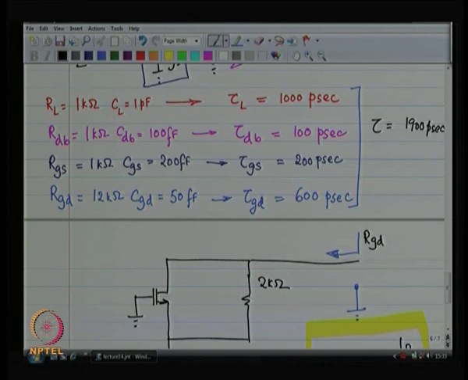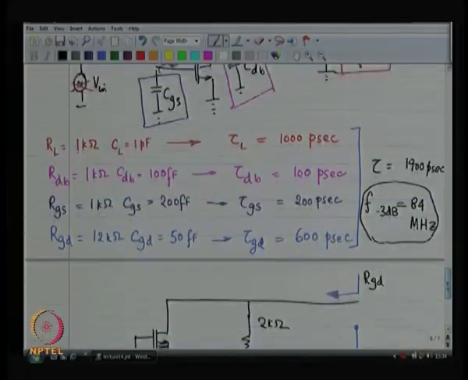which basically tells me that my 3 dB frequency, the bandwidth, is 1 by 1900 picosecond in radians per second, that is my quantity. So, that is 526 mega radians per second divided by 2 pi, and that will give me 84 megahertz. All right.